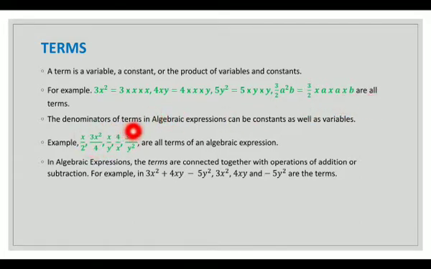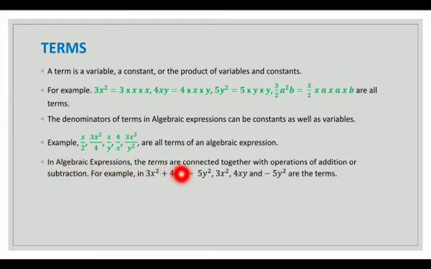The denominators of terms in an algebraic expression can be constants as well as variables. For example, x upon 2, here 2 is constant. 3x square upon 4, again here 4 is constant. x upon y, here y is variable. 4 upon x, here x is variable. 3x square upon y square, here y square is variable. These are all terms of an algebraic expression.